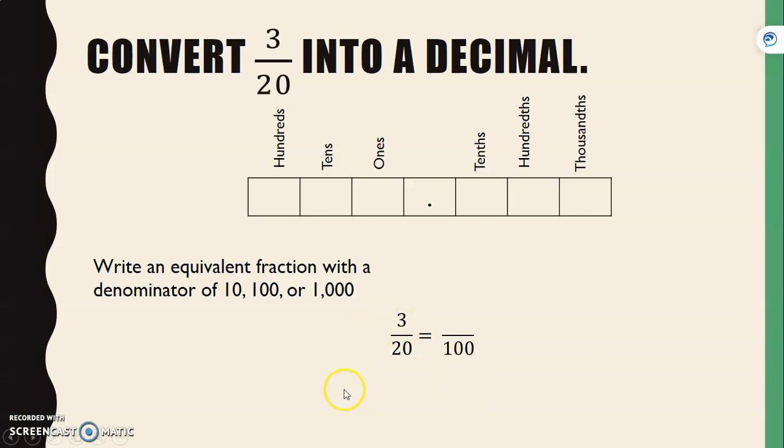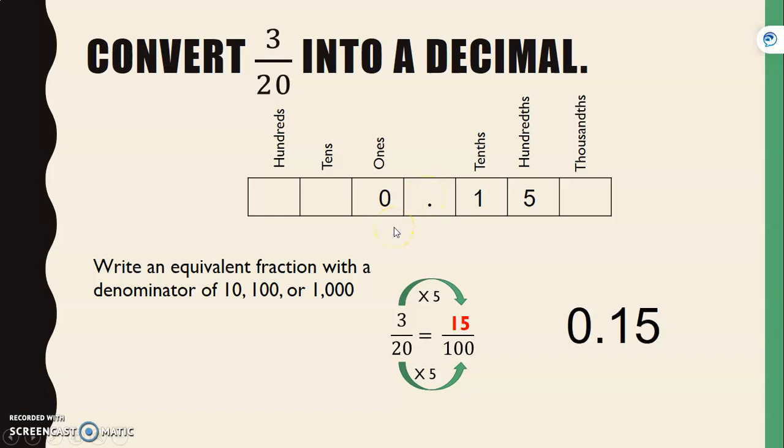So I chose 100. What do I do to 20 to get to 100? Times 5. So I'll do that to the numerator. 3 times 5 is 15. So my fraction is 15 hundredths. Now I can write that in my place value chart. The 5 is in the hundredths place because that's the last number in the numerator. And then don't forget that 0 in front. So it is 0 and 15 hundredths.